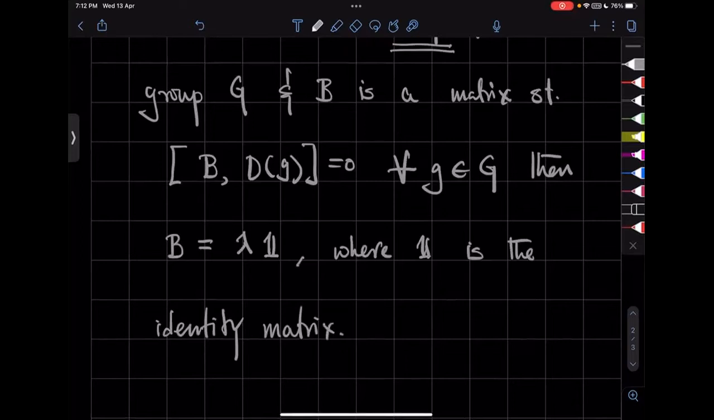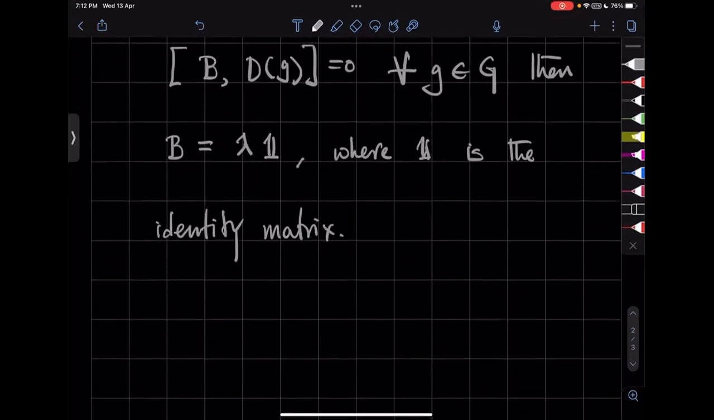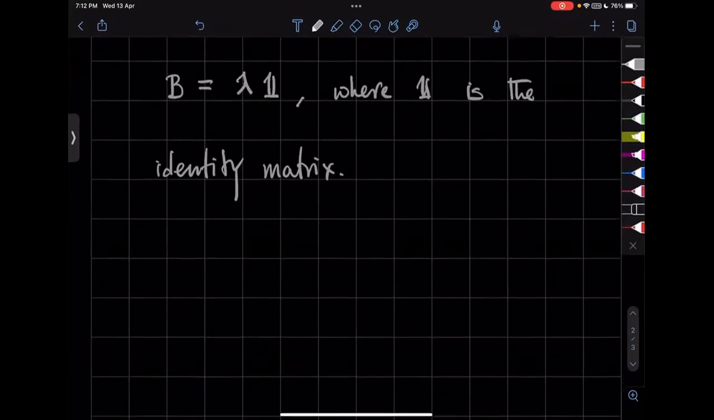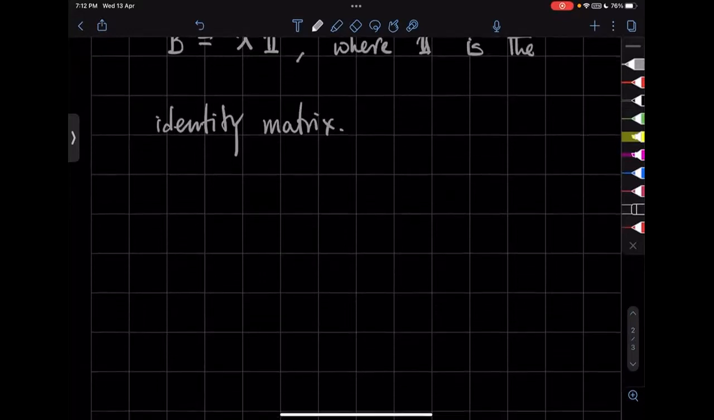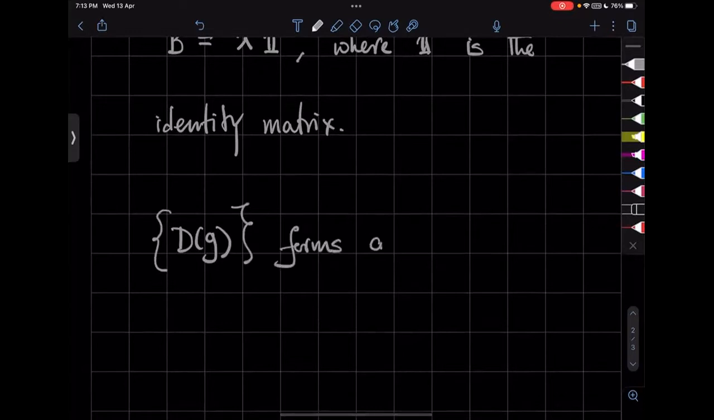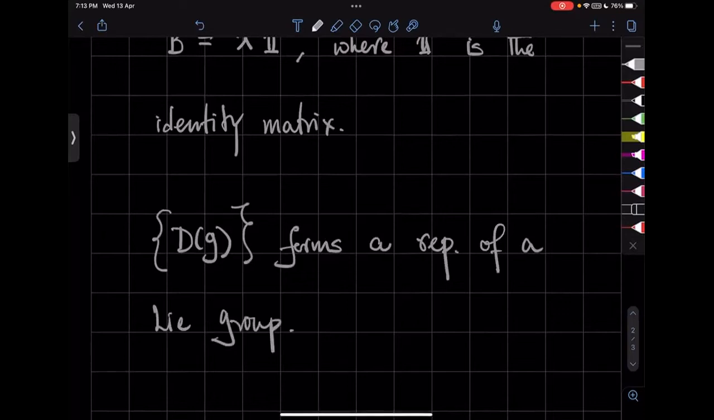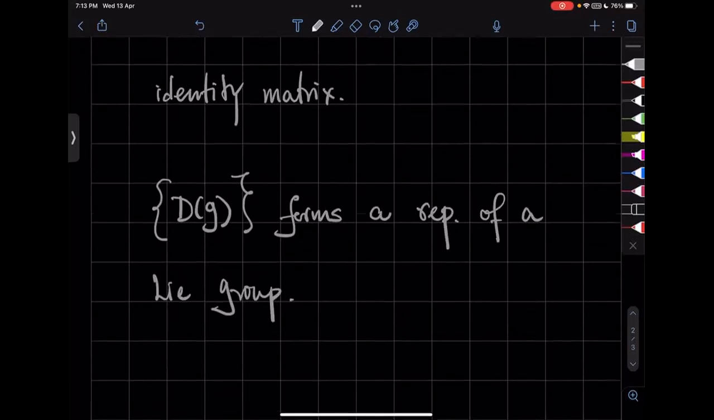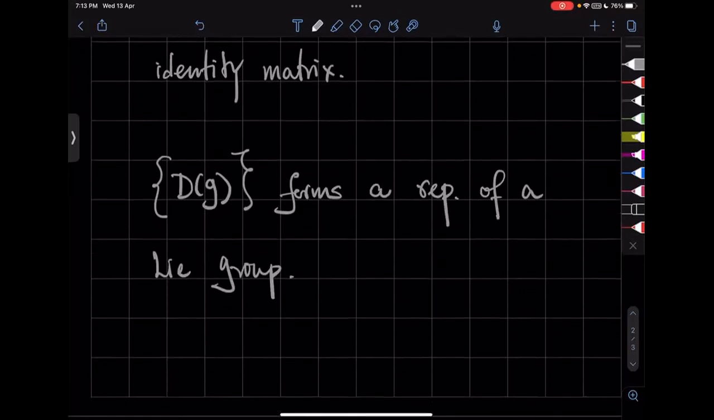Okay, so this is a very important theorem. Let me remind you what an irreducible representation is. Suppose that this set D of G forms a representation of a Lie group. This theorem is also valid for finite groups, but we are principally interested in Lie groups.